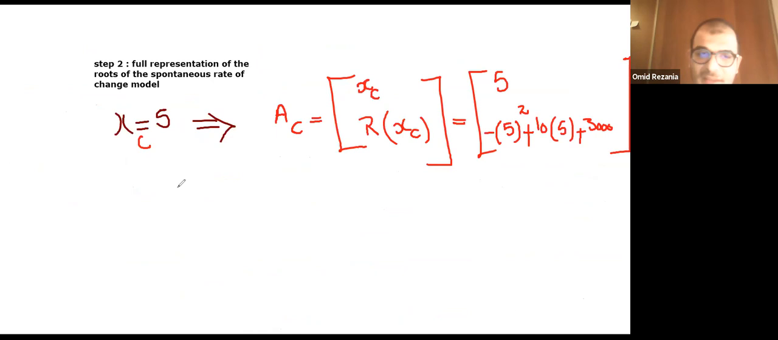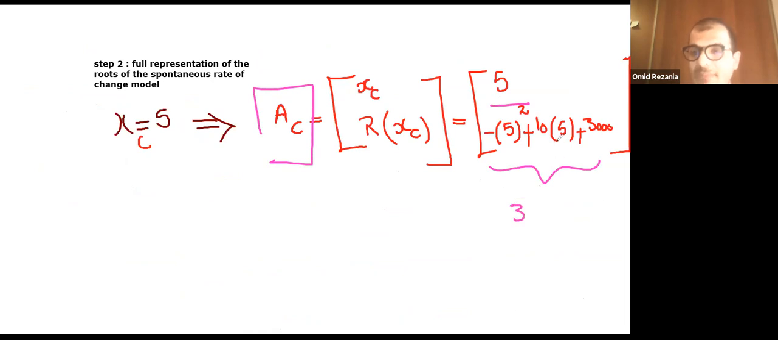You can simplify that further to get the exact value of the critical point that we are looking for. We have x C is 5, and for this one, it becomes 30,025, if I'm not mistaken. That's right.